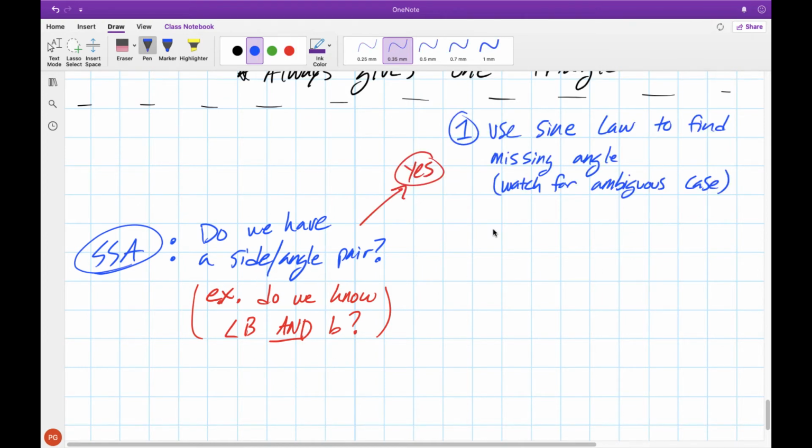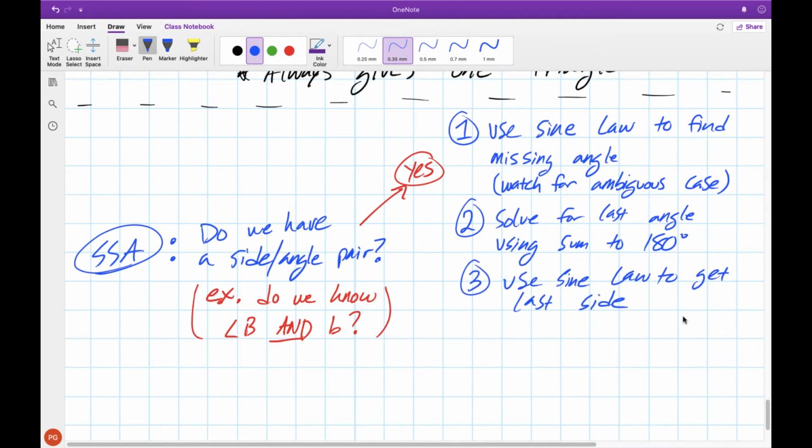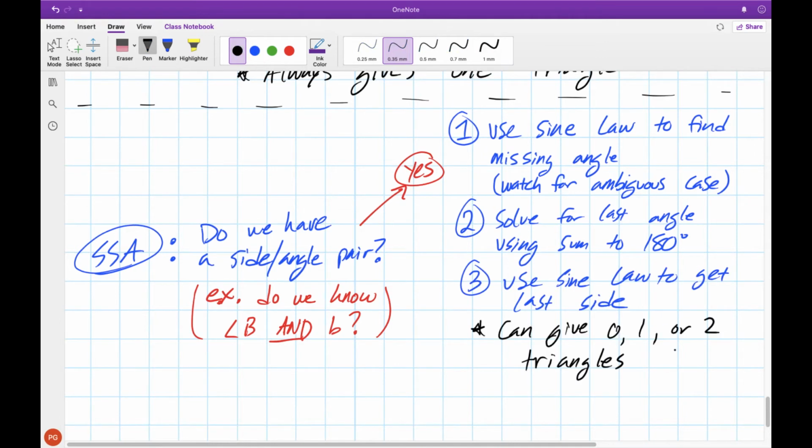If you have a side angle pair, we'll use sine law to find our missing angle that's across from the other side that we don't know here. But we have to be careful for the ambiguous case. We might have more than one answer here. We can solve for our last angle using the fact that all the angles sum up to 180 degrees. We know 2 of them, we can get the third. And then we can use sine law to get our last side. In this case, we can end up with 0, 1, or 2 triangles. Because when we do this first step here, we can end up with 2 different angles that work, only 1 angle that works, or sometimes no angles that will solve our problem.